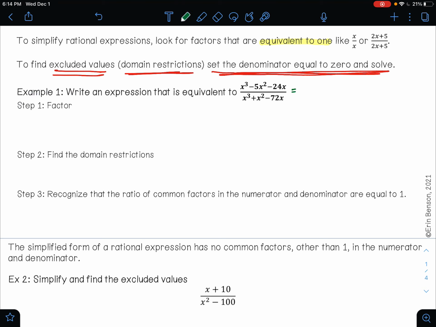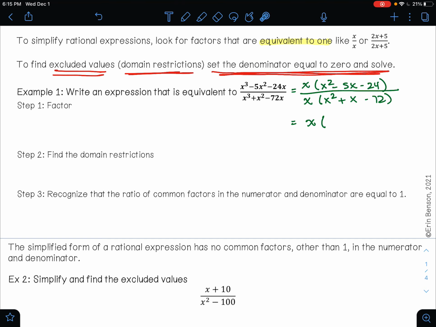I have a GCF of x in my numerator. So I'm going to have x squared minus 5x minus 24 inside parentheses. In my denominator, I also have a GCF of x. Left inside my parentheses will be x squared plus x minus 72. Now we always want to factor completely. So when I look at this fraction, x is already factored completely. This x right here, it's a linear factor. It's as simplified as it's going to get.